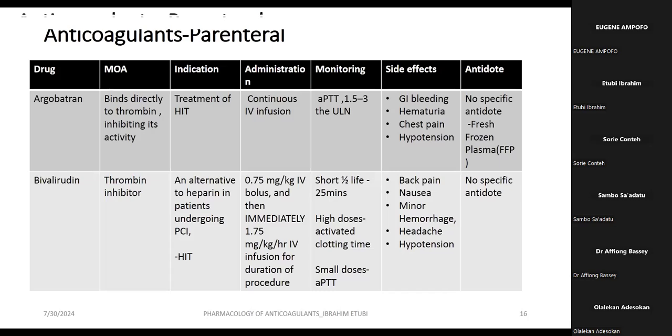Then for the oral anticoagulants, still on the parenteral ones, those that act more or less directly through direct thrombin inhibition, like argatroban. So argatroban binds directly on thrombin, inhibiting its activity, and can be used in the treatment of heparin-induced thrombocytopenia, and can be administered as continuous infusion. And there's no specific antidote, but fresh frozen plasma can be used for them. While bivalirudin is also a direct thrombin inhibitor and causes back pain, nausea, vomiting, hemorrhage, and hypotension as well.